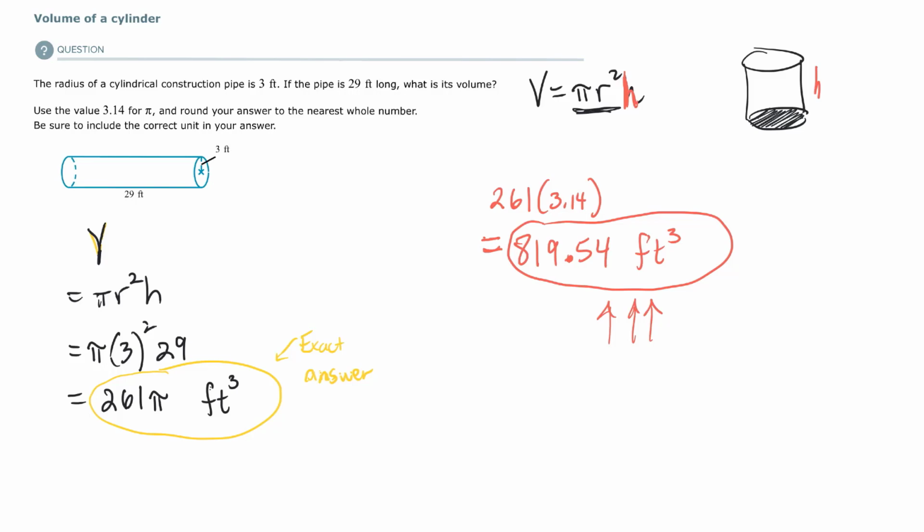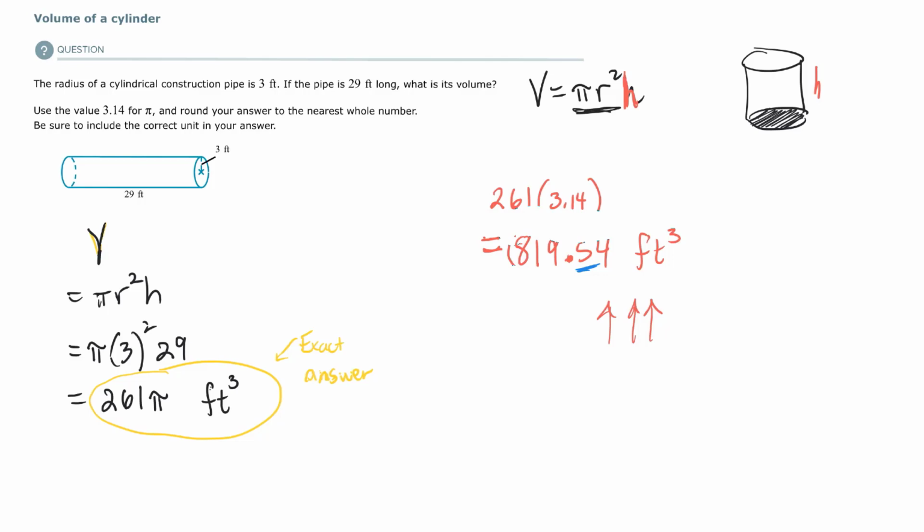Oh, I take that back. That is not the final answer. If I read this, it says round your answer to the nearest whole number. Not a problem. This one here, that is a what? That's a 5. So 5 or more, we actually round up. So we got to round up to what number? Not 819, but we're going to round up to 820.